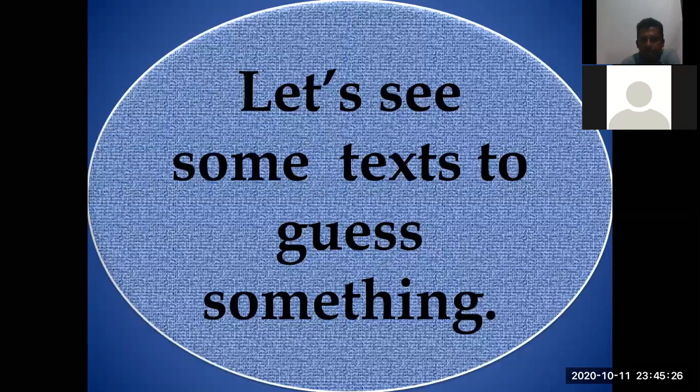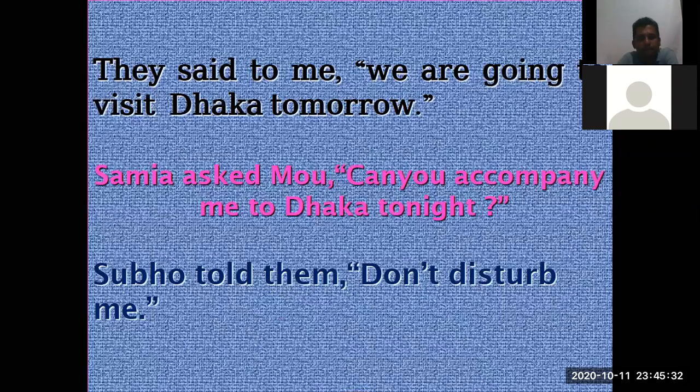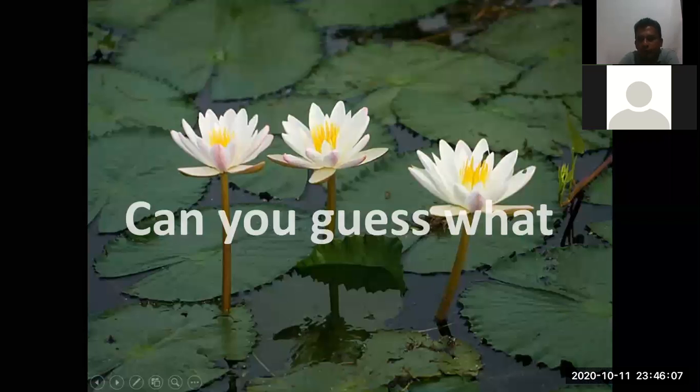Now, dear students, let's see some texts to guess something. Look at our computer screen. Here, there are some speeches or sentences. They said to me, we are going to visit Dhaka tomorrow. Samia asked Mo, can you accompany me? Can you accompany me to Dhaka tonight? Shubho told them, don't disturb me. Now, can you guess what the sentences indicate?